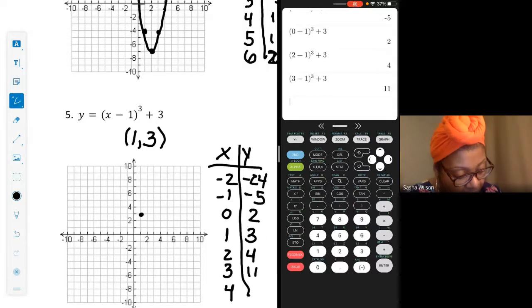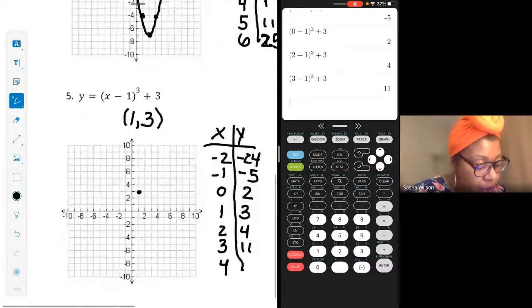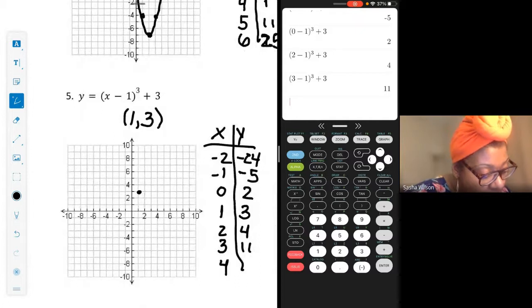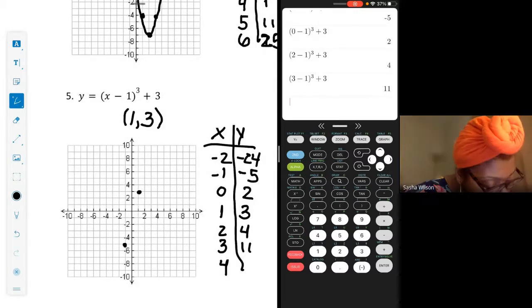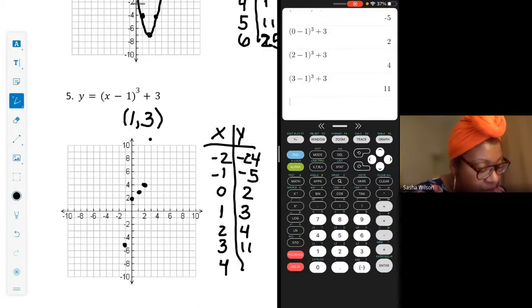And I get 11. And it's already too big. I already am off my graph. So let's plot our points. We're going to plot negative 1, negative 5, 0, 2. We already have 1, 3. Now we're going to do 2, 4. And we can't even do 3, 11, but if we could, it would be somewhere out there.